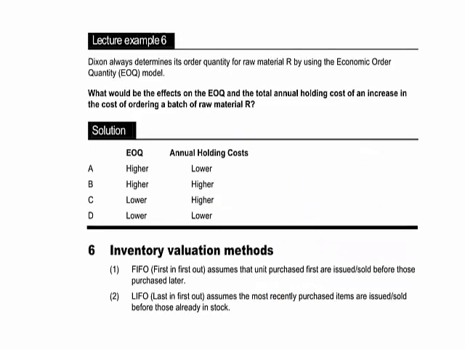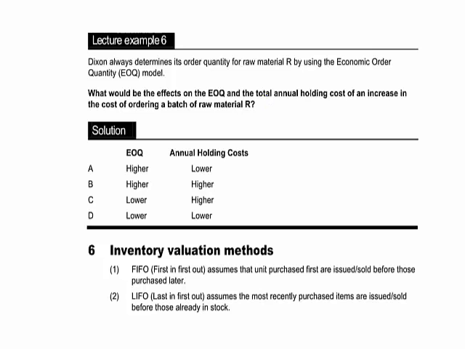Example 6 then is a narrative question on the face of it. So what we have to do then is look at what would be the effects on the EOQ and the total annual holding costs of an increase in the cost of ordering a batch of raw materials. However, although there are no numbers in the question, making up some numbers here will help you to answer the question. So rather than trying to learn what happens in every particular circumstance and running the risk that you think the question is the same as one you've seen before, but actually it's the cost decrease rather than increase, it's much easier to use some made up numbers.